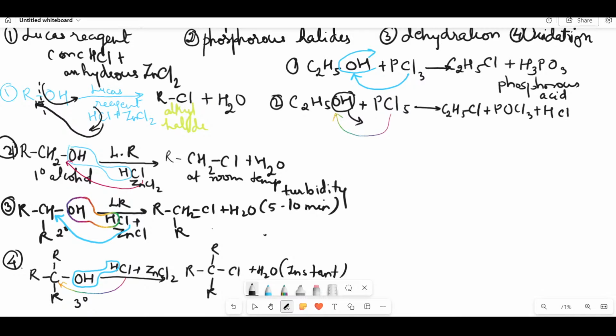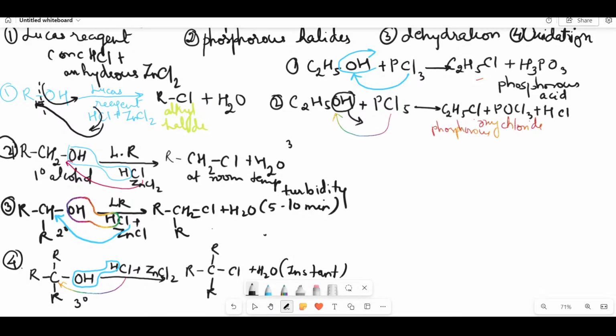So only difference here is this is phosphorus acid is produced, and here we are making oxychloride. Phosphorus oxychloride. You write it down. Phosphorus oxychloride. Product here and the product here both are same, that is ethyl chloride is formed in both the places. Let us see the next one.